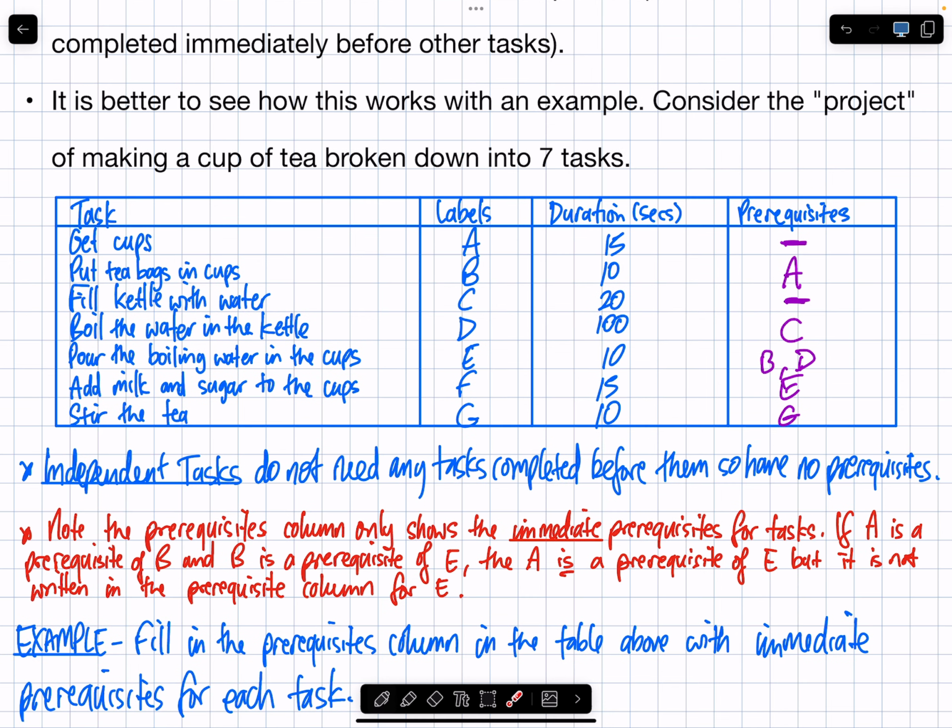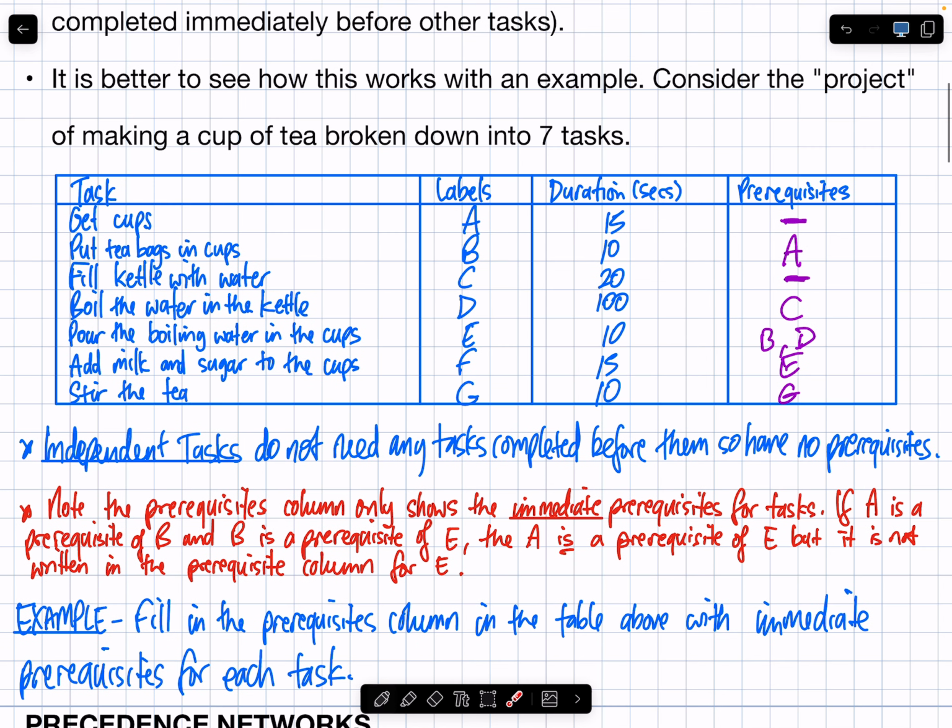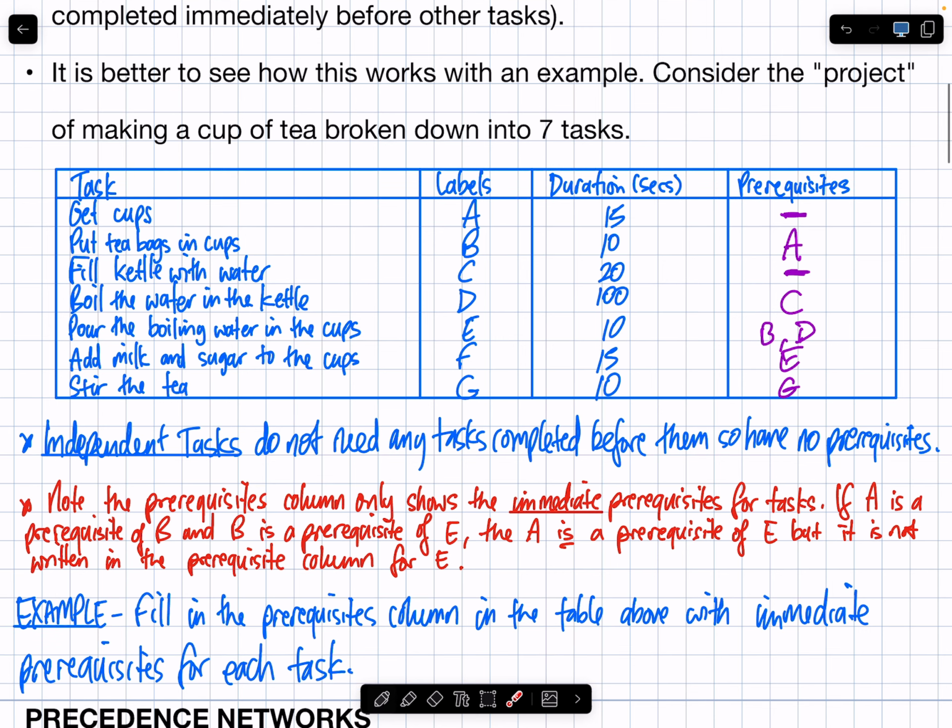Please note the prerequisites column only shows the immediate prerequisites. If A is a prerequisite of B and B is a prerequisite of E, then we know that A is a prerequisite of E. We just don't write it, okay? So these letters here are just the ones, the previous step, right? So all I'd like you to do, could you get a version of this table down, please? Go.